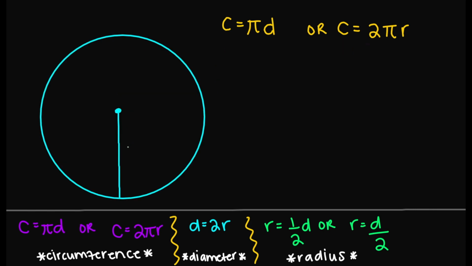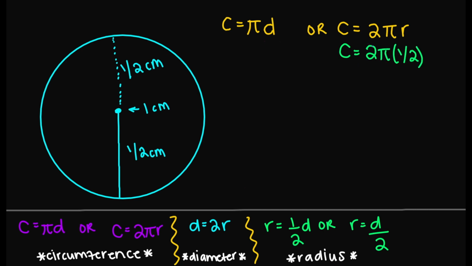Let's say that my radius here is 1/2 centimeters. If I have my radius of 1/2 centimeters, how do I find my diameter? If that's 1/2, this here is going to be 1/2 as well, and then your diameter here is going to be 1. So let's go ahead and use this formula here. C equals 2 pi. My radius is 1/2, so 2 times 1/2 is going to give me 1. So C equals 1 times pi.